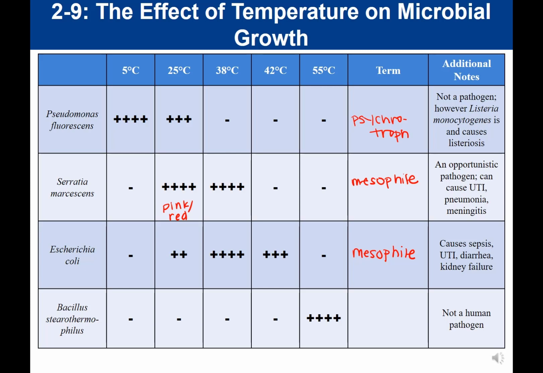And then lastly, we have our Bacillus stearothermophilus. And if we look at our data for Bacillus stearothermophilus, the only temperature that it grew was at 55. It did not grow at 5, did not grow at 25, did not grow at 38, 42, but only grew at 55. So what would be the term for that type of growth? And the answer is that it's a thermophile.